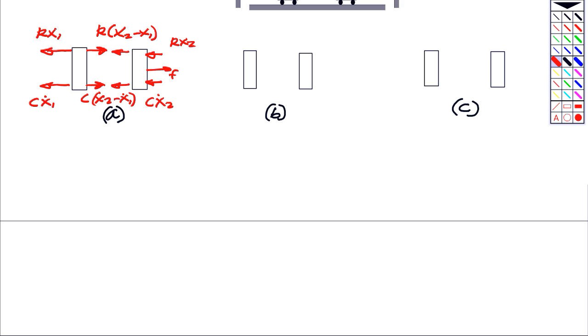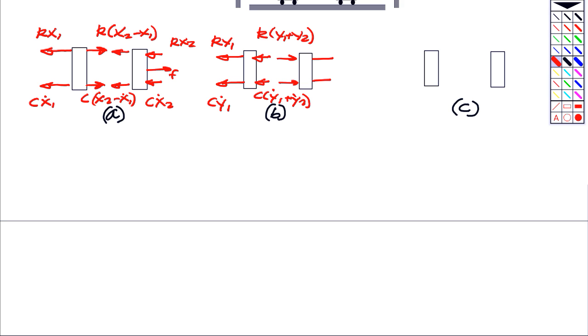For B, same kind of thing, because y1 and x1 are the same. This is Ky1, this is Cy1 dot. Where it's different is the force in between. Here, y1 and y2 are positive pointing different ways. So when y1 and y2 are both plus, the spring is compressed, and that compression is going to be the sum of those two. That's k times y1 plus y2. Compressed when y1 and y2 are both plus, equal and opposite force on block 2. Same way for the dashpot force of C times y1 dot plus y2 dot.